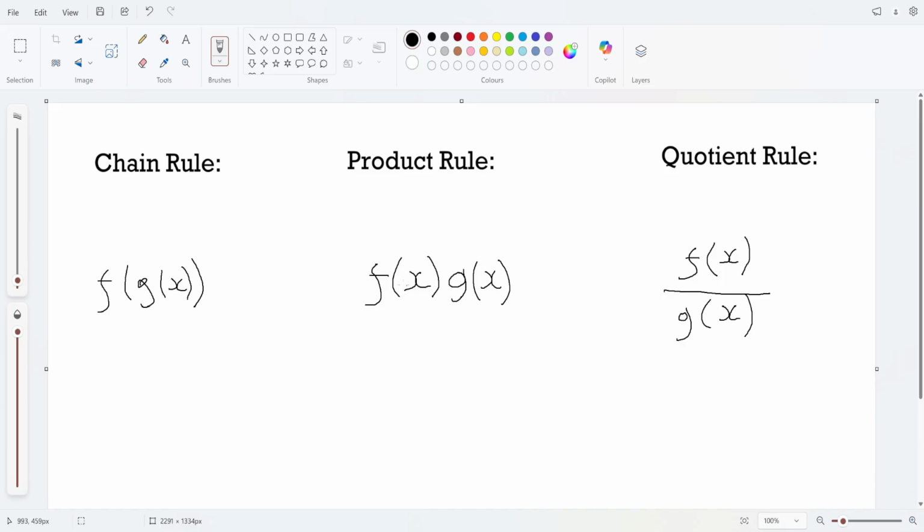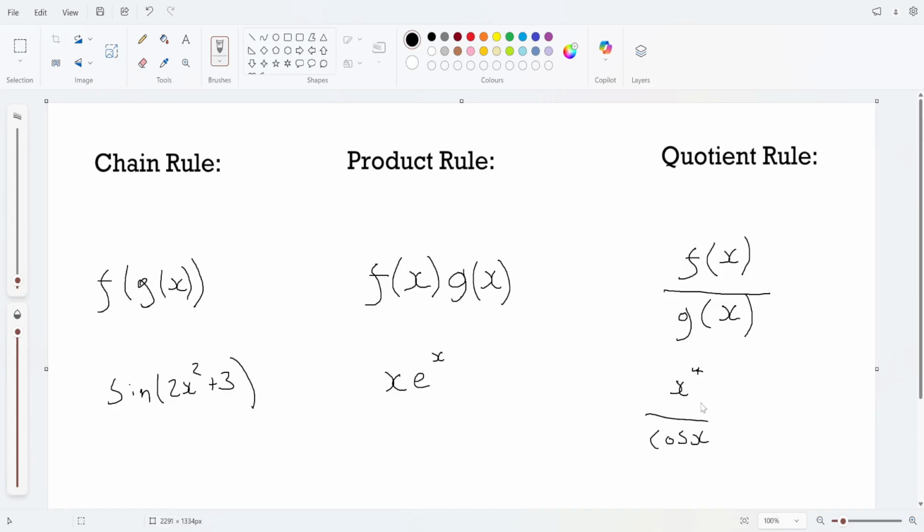Product rule is when 2 functions are multiplied together, and quotient rule is when you have 2 functions divided by each other. So to give an example for each of these, for chain rule I could do something like sin(2x²+3), with the sine being the f function and the 2x²+3 being the g(x) function. For product rule I could do something like x times e^x, where x is f(x) and e^x is g(x). And for quotient rule I could do something like x⁴ divided by, I don't know, cos x, where x⁴ is f(x) and cos x equals g(x).